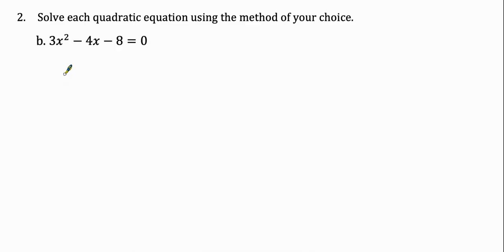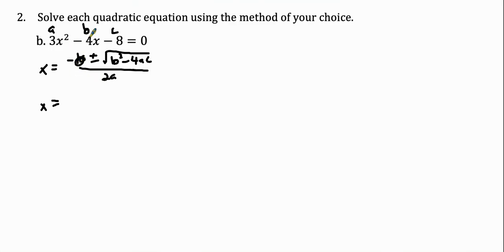Now, remember, quadratic formula always works. So even on the last problem, we could have used quadratic formula. x equals -b plus or minus the square root of b squared minus 4ac all over 2a. So in this case, my a value is 3, my b value is -4, and my c value is -8. So I'm just plugging those values in.